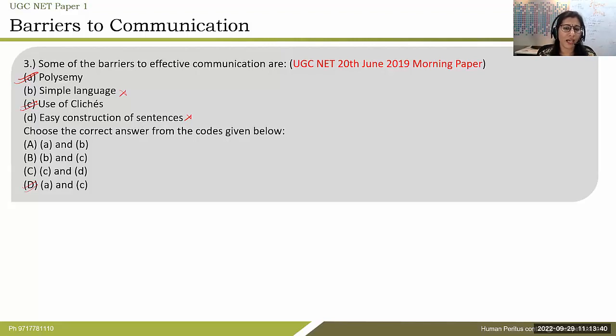Cliches is basically losing the originality of the substance, because this has been repeated over a period of time, I mean again and again, very often one thing or one message has been repeated, so it becomes a cliche. So these two become the barriers to effective communication here in this question. So option number D is the correct option here. Next one.